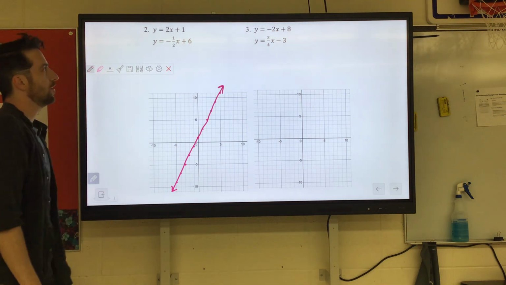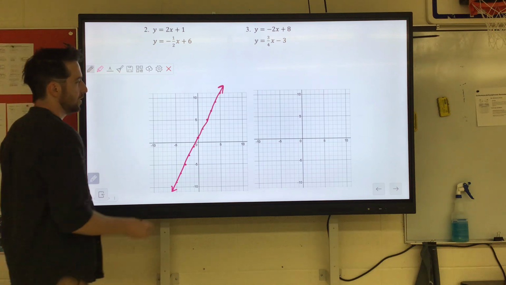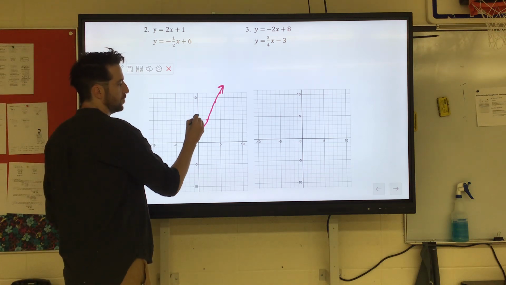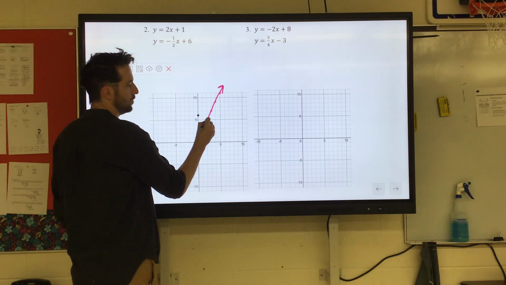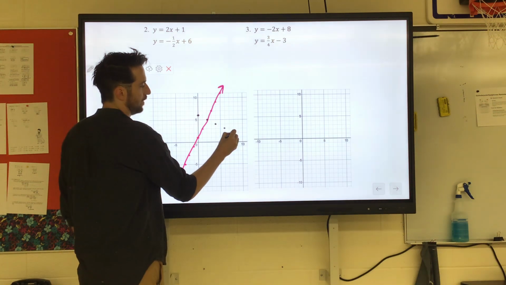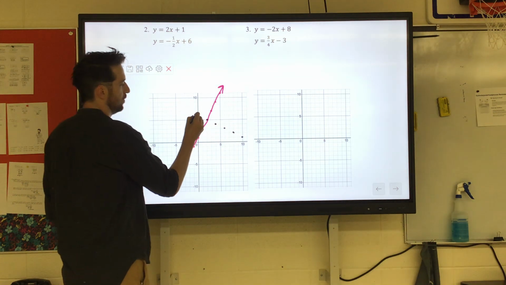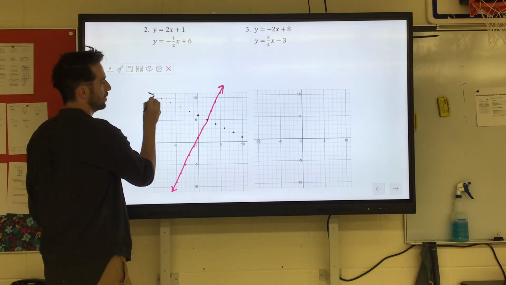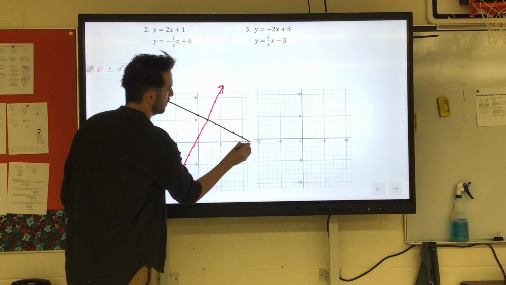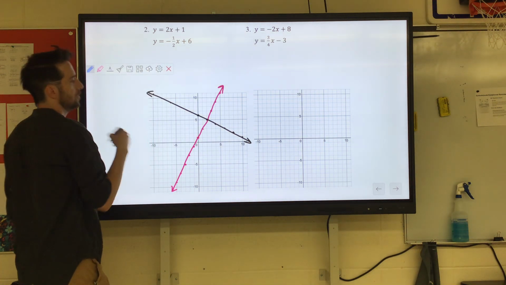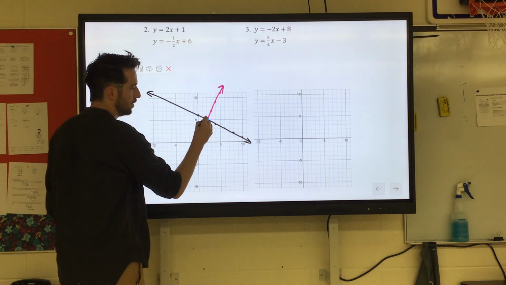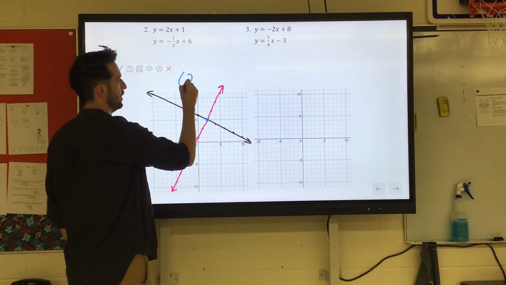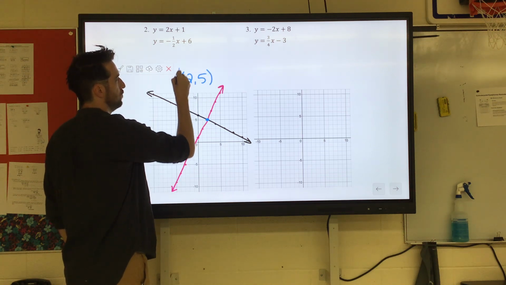The second one, negative 1/2 x plus 6, you'd start at 6, and then your slope's negative 1/2, so you go down 1, right 2. Now you can see already where they cross each other. We could also go up 1, left 2. And that coordinate right there is to the right 2, and then it's up 5. 2, 5.